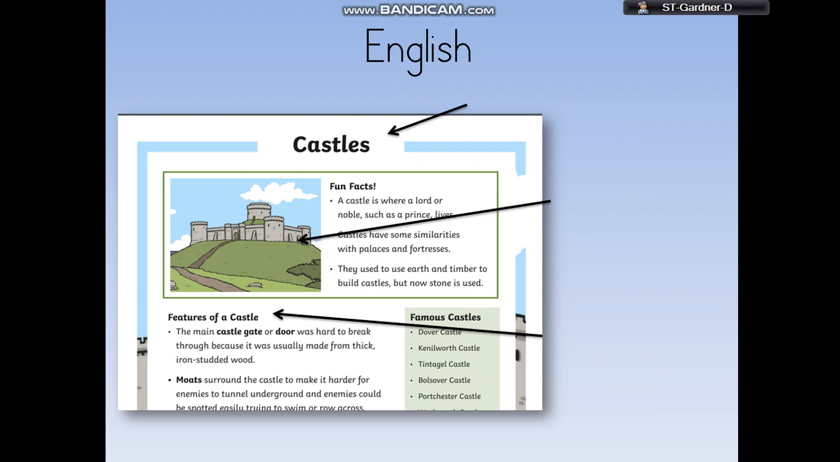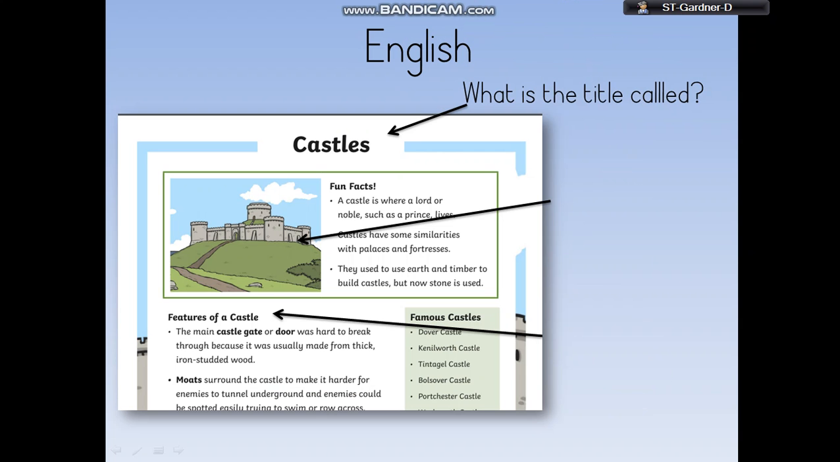Okay, now I hope you enjoyed reading that non-chronological report and I hope that you've managed to gain a lot of information from it too. Now, I'm going to zoom in a bit on this report and we're going to look at it a bit more closely. So, up here it says the word castles. Can you see my arrows pointing? Castles. Right, now my question is, what is the title called? And as we know, because we can read it from the top, it says castles, okay?